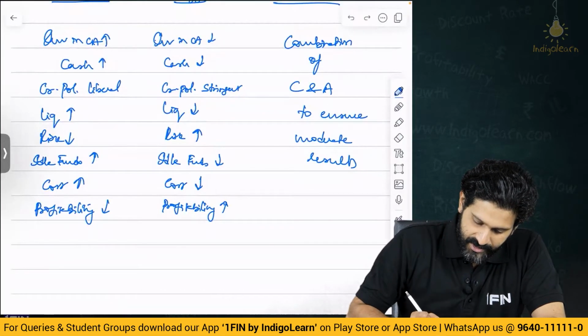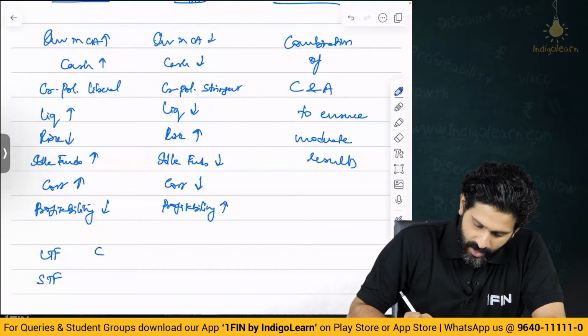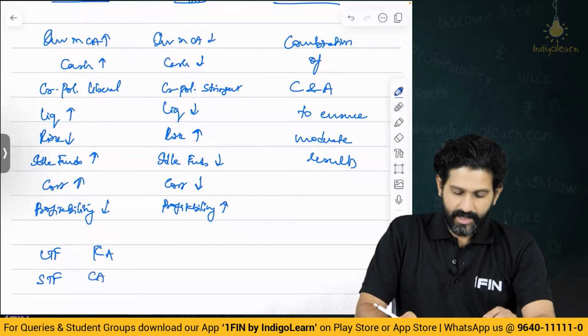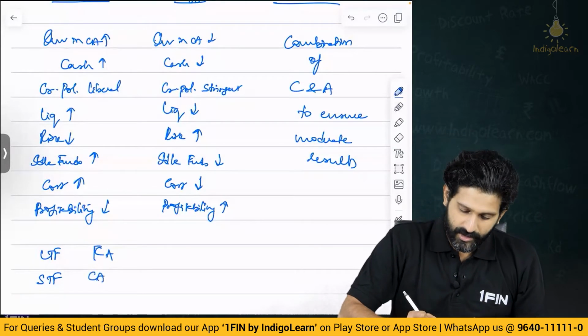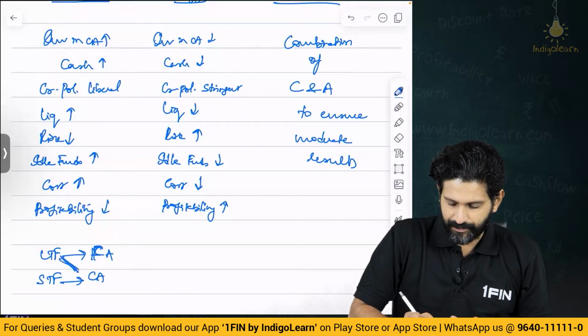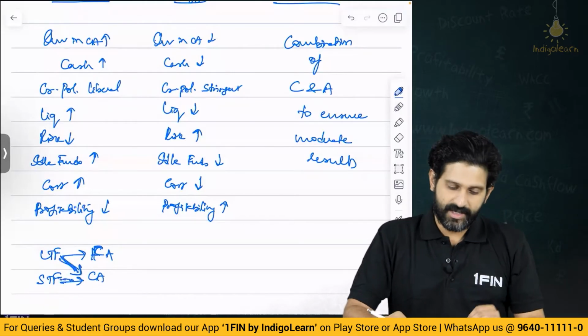Now, friends, to understand things even better, in our long-term funds, earlier we said long-term funds, short-term funds, long-term assets or fixed assets, current assets. In the conservative approach, what happens? Long-term funds fund this, short-term funds fund this. A lot of long-term funds, this is very less. The short-term funds will be very less.